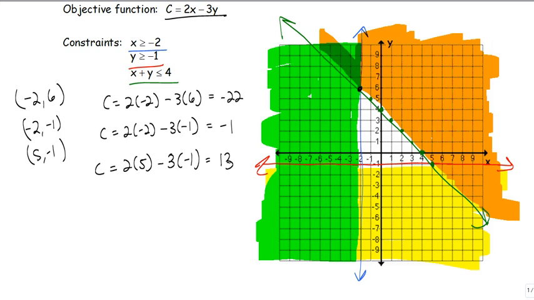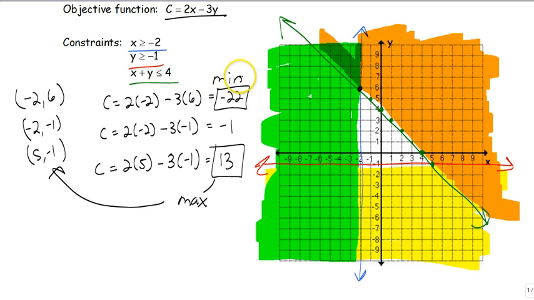Okay? So find the maximum and minimum values of the objective function. So the maximum value is 13. That's the max. And it takes place at this point. And the minimum value is -22, and it takes place at that point. And the reason why we pick these points is the mins and maxes will always happen at these points of intersection.